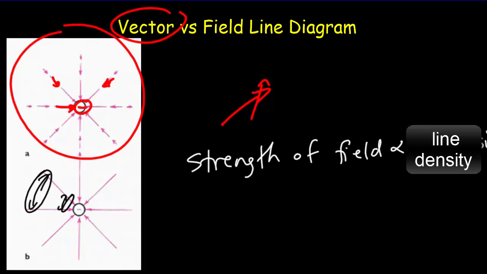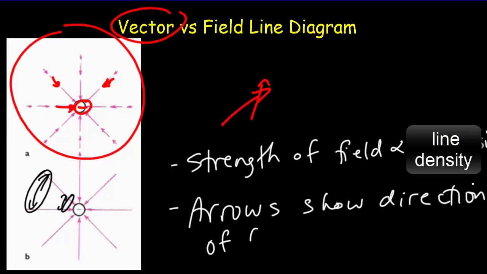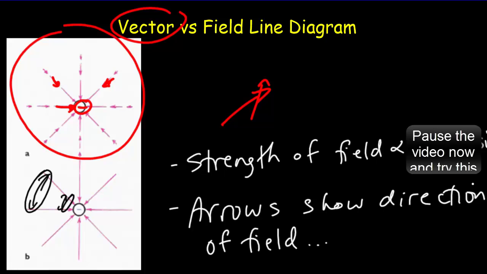The other thing that we need to know about the electric field, and we'd like to know it at every position if possible, is what direction the electric field will be in. And that's simply shown with the arrows. Arrows show direction of field. And it's always going to be the same direction as the force on a positive charge.